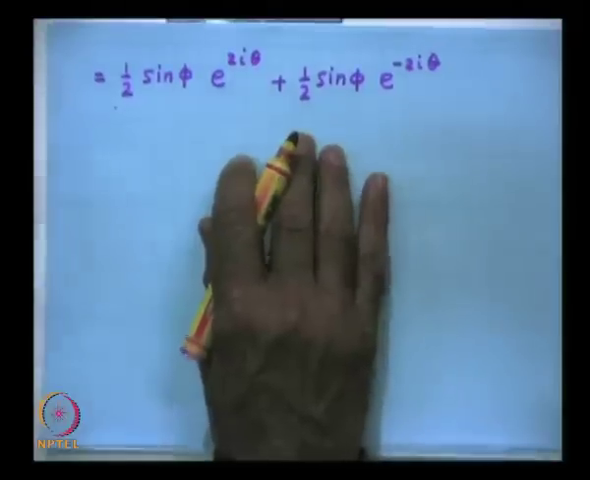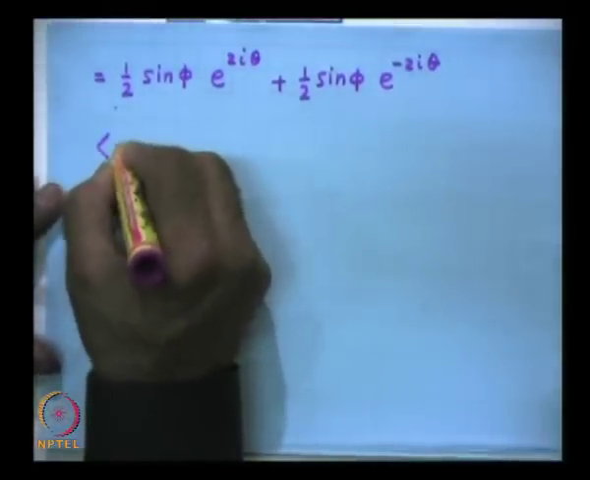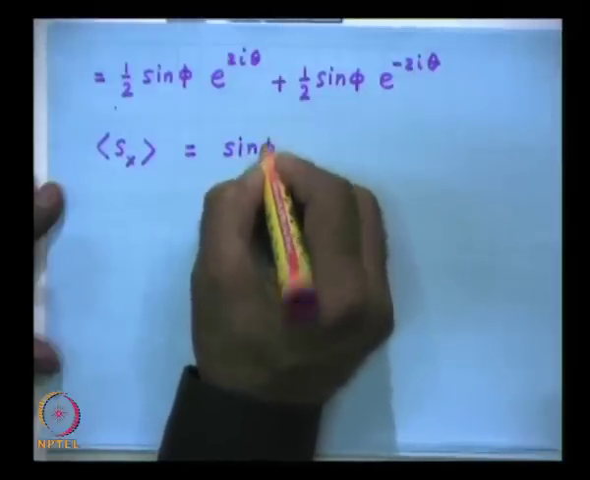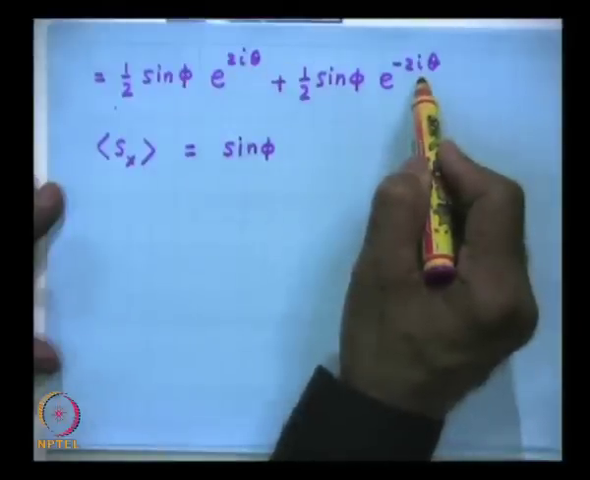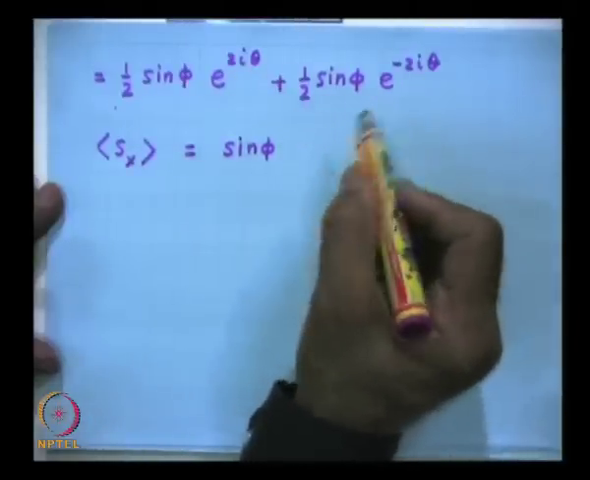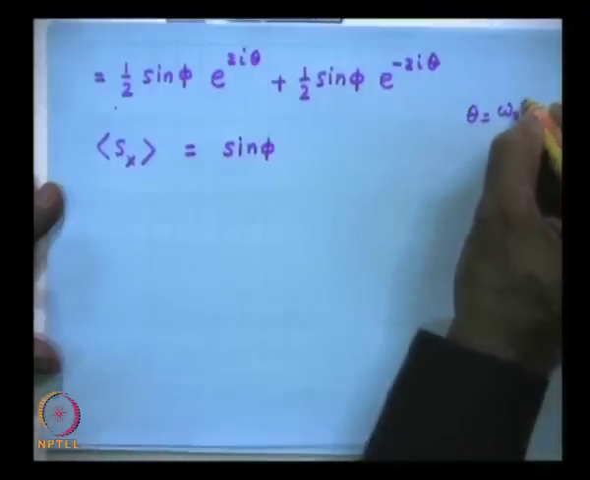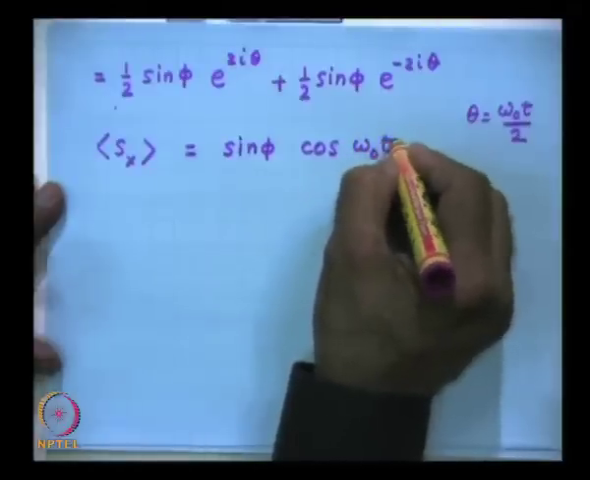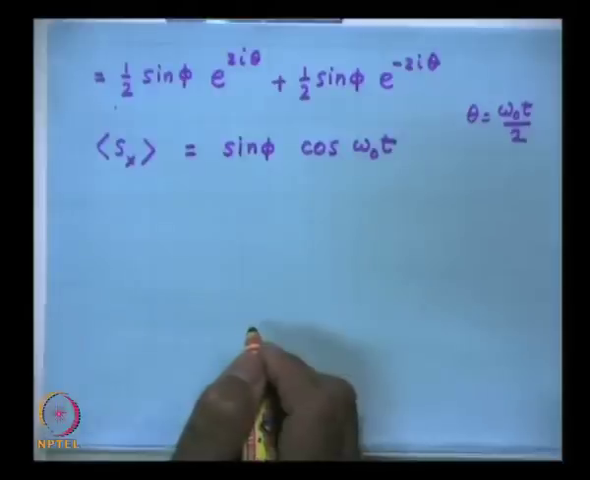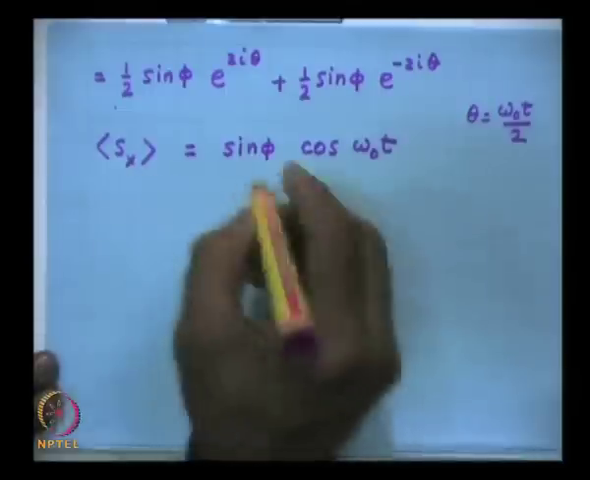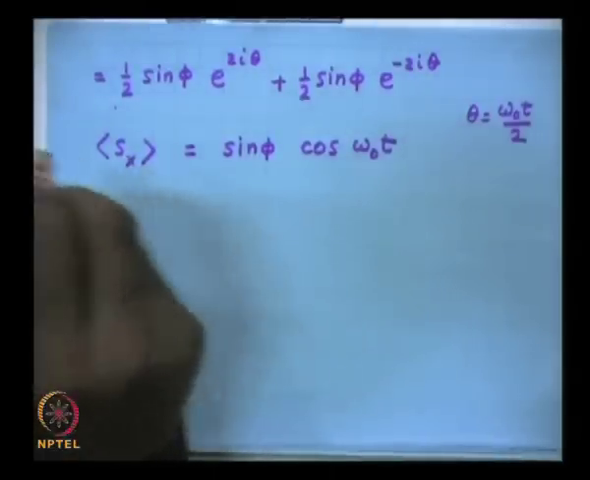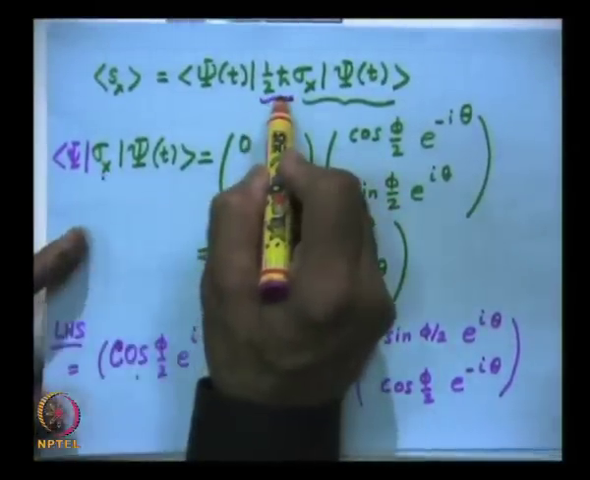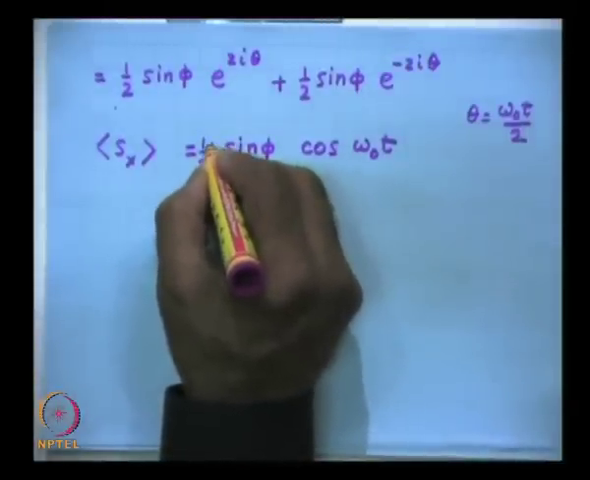So, we obtain finally that the expectation value of Sx is, if I take sin theta outside, e to the power of 2 I theta plus e to the power of minus 2 I theta divided by 2. So, that is cos 2 theta, and theta was equal to omega 0 t by 2. So, 2 theta will be cos of omega 0 t. So, sorry, this was the expectation value of sigma x. I have taken out half h cross, so I have only calculated the expectation value of sigma x. If I multiply by half h cross, this will be half h cross times this.